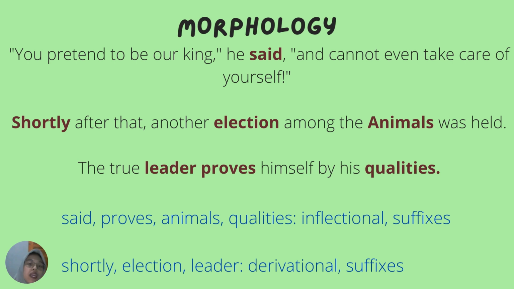Next, you pretend to be our king, he said, and cannot even take care of yourself. Shortly after that, another election among the animals was held. The true leader proves himself by his qualities. Okay, said, proves, animals, qualities, they are inflectional. Shortly, election, leader, this is derivational because short is different from shortly. Elect has a different meaning from election. Lead has a different meaning from leader. Next.